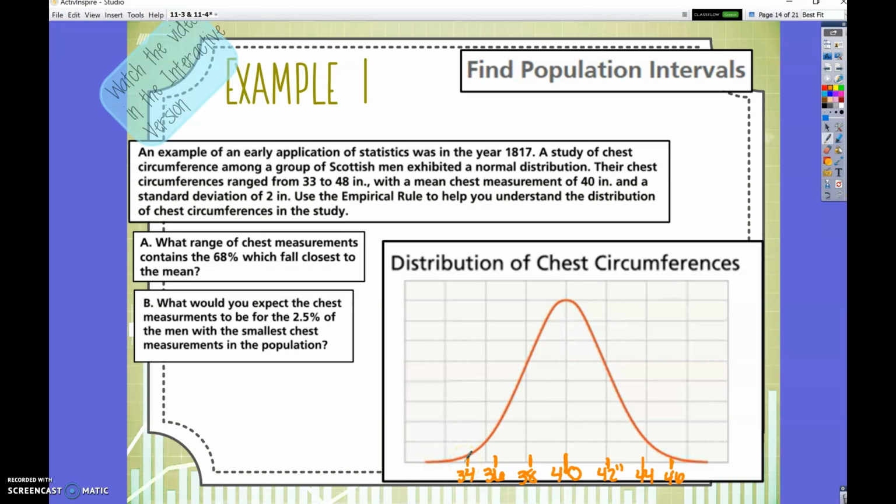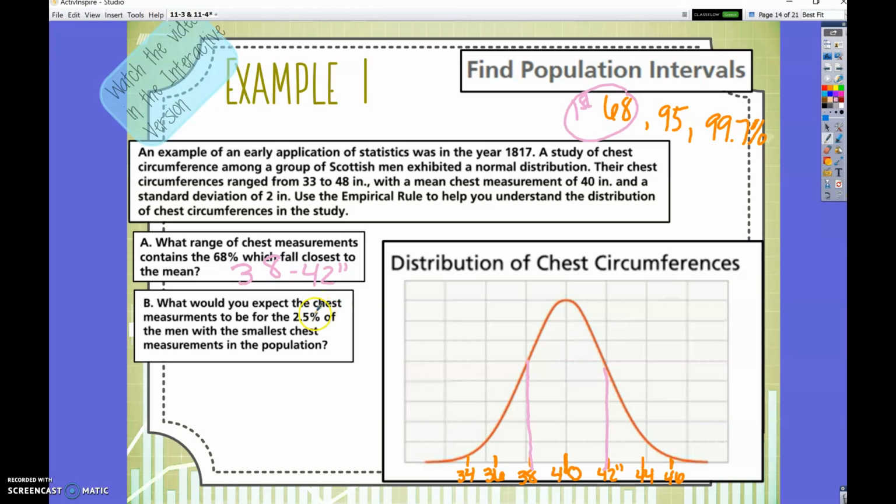You'll want to be able to draw these curves, and now they're going to ask us about the empirical rule. Remember those percentages: 68, 95, and 99.7%. The first question says, what range of chest measurements contains 68%? Remember that was the first standard deviation right here. Because I went out 1 standard deviation both ways, we'd say this one is between 38 and 42 inches. That's the range of chest measurements that they might have.